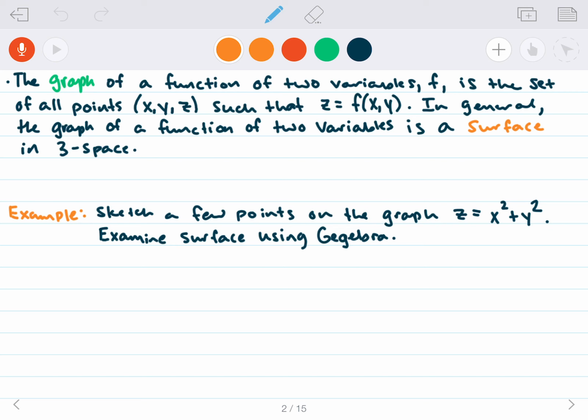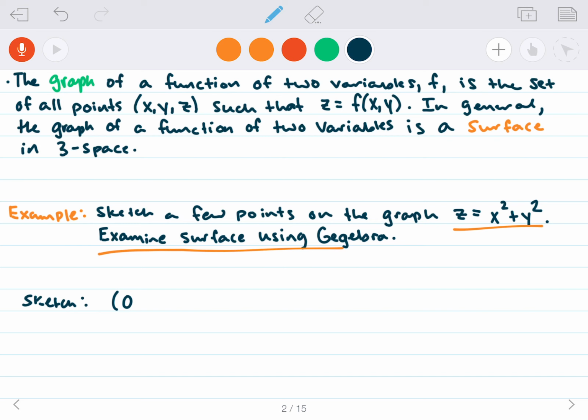All right, so let's look at an example of a graph in 3 space, or in 3D. Sketch a few points on the graph z equals x squared plus y squared, and then let's examine the surface that all of the points that satisfy this equation make using GeoGebra. So I'm just going to sketch a few points. Let's just set x and y and figure out what z is.